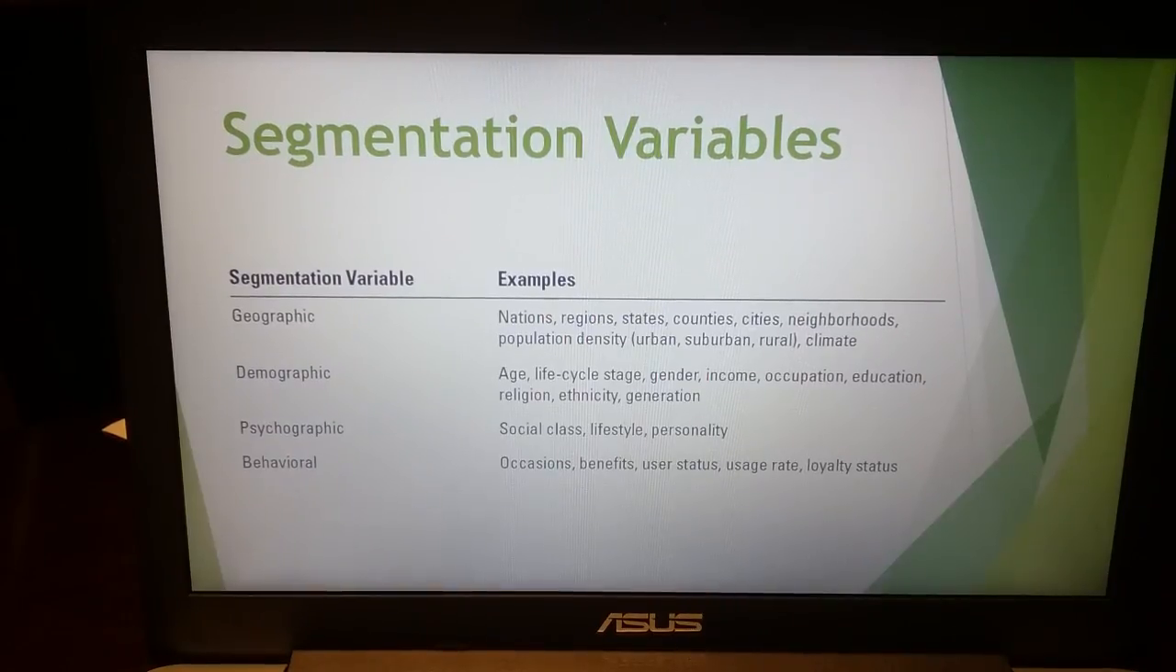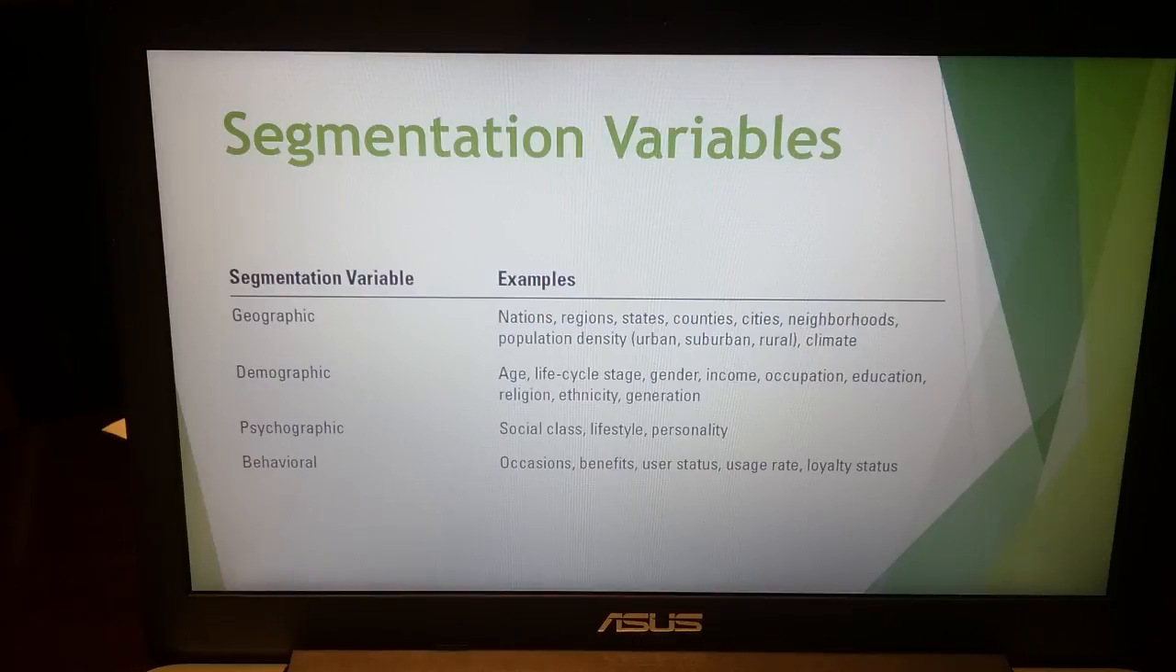Okay, so there's segmentation variables. Essentially, there's 4 of them: geographic, demographic, psychographic, and behavioral. So geographic is just that. It's an area. It can be a nation, it can be a region, it can be states, it can be counties, cities, population density. It can be based on climate. Anything that has to do with geography.